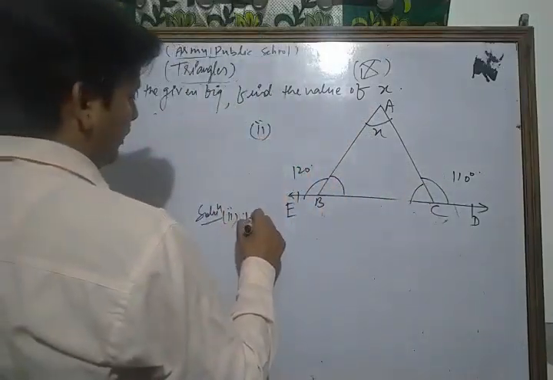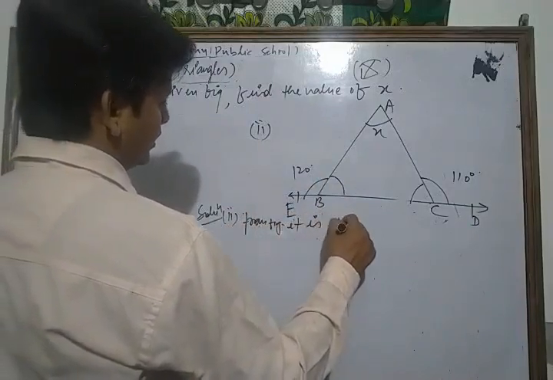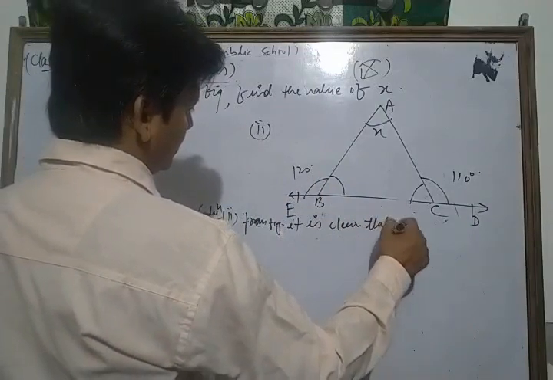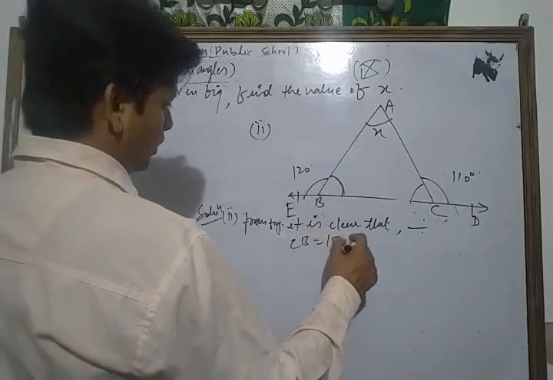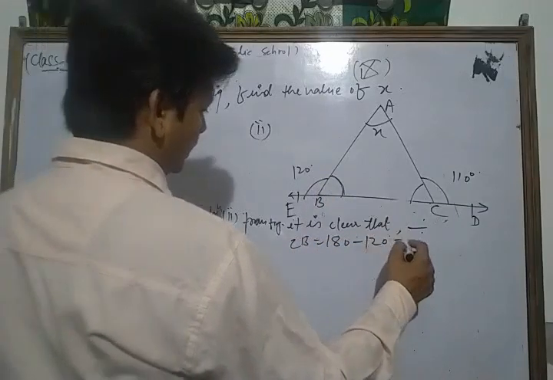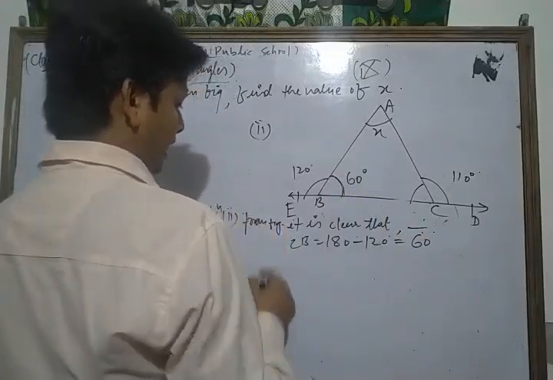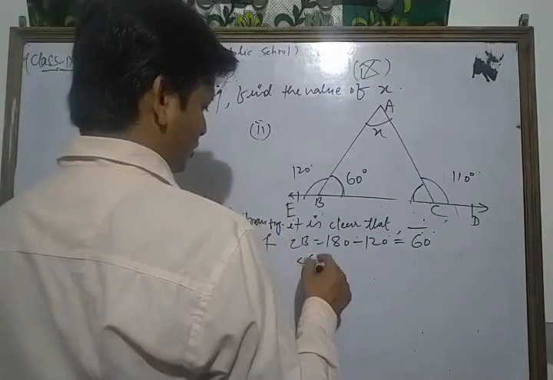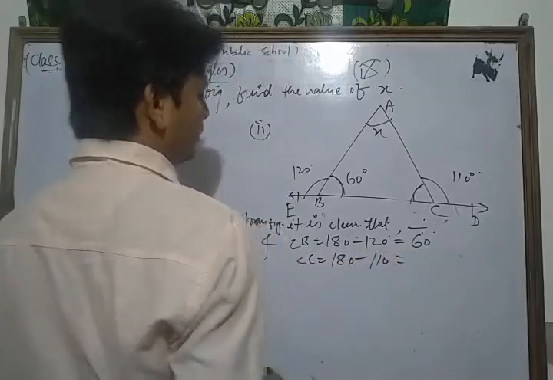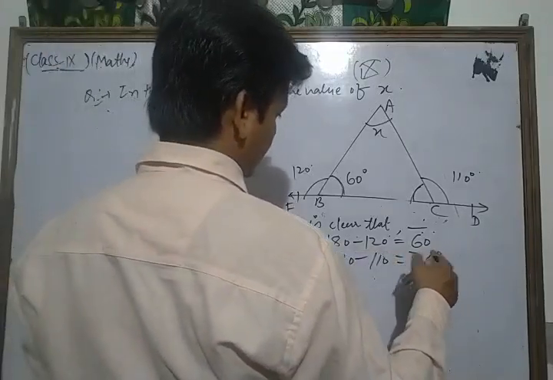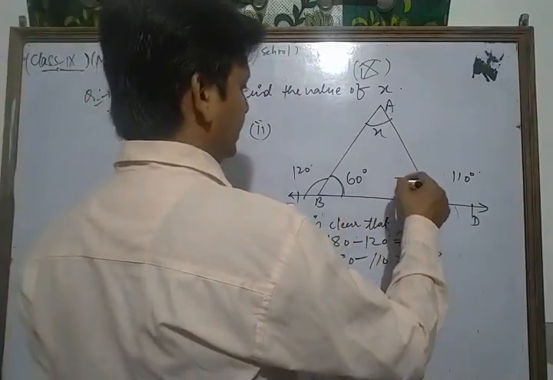Now from figure it is clear that angle B is equal to 180 minus 120, that is 60 degree, and angle C is equal to 180 minus 110, that is 70 degree. Okay, so angle C, interior angle C is 70 degree.